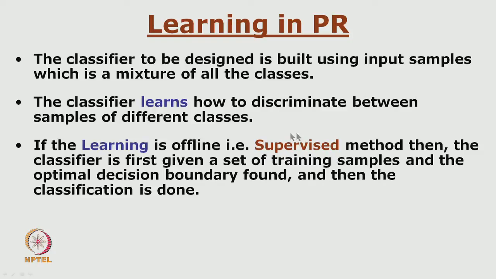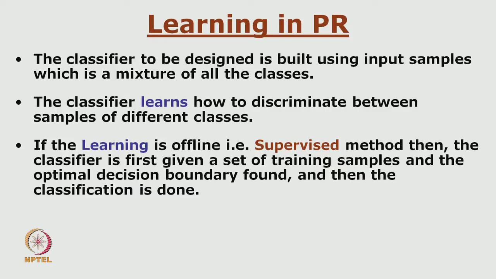If the learning is offline, typically it is called a supervised method. Well, that is not the main criteria. What I must say is, if the classifier is first given a set of training samples and the optimal decision boundary or the DB is found and then the classification task is performed, this method is called supervised learning. Why is it called supervised learning? Well, there is a teacher. The teacher tells you that these are the samples which belong to class 1, these are the other set of samples which belong to class 2. Please learn the set of features which discriminate one from the other, find out what is the discriminant function and the decision boundary. So, it is almost like a teacher teaching you how to work out the process of classification.